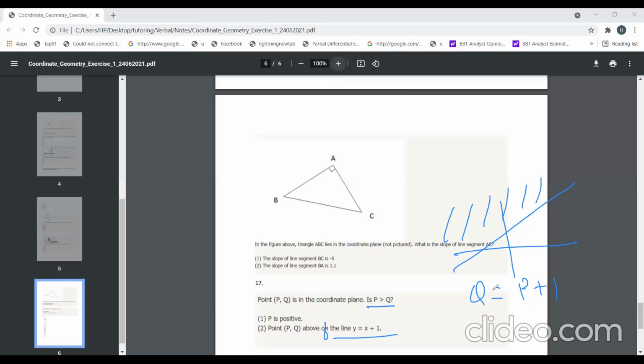In the limiting condition, Q is equal to P plus 1. And what we need to find is whether P is greater than Q. Even in the limiting condition, when PQ is lying on this line, Q is always going to be greater than P. So we can definitely answer this question, is P greater than Q, based on the information in the second statement. So the answer should be B. Neha ji, clear? Yes. Okay.